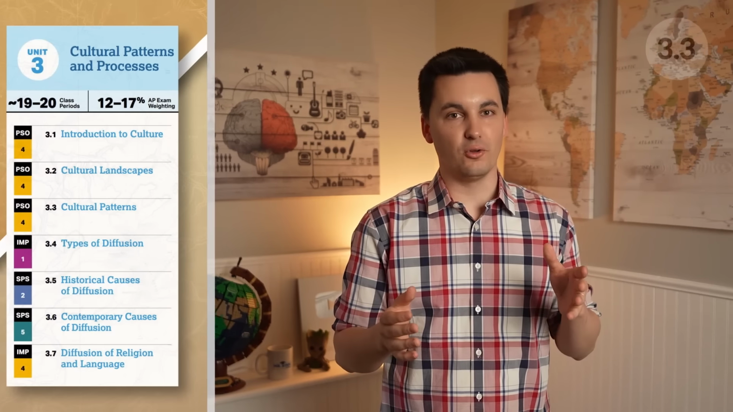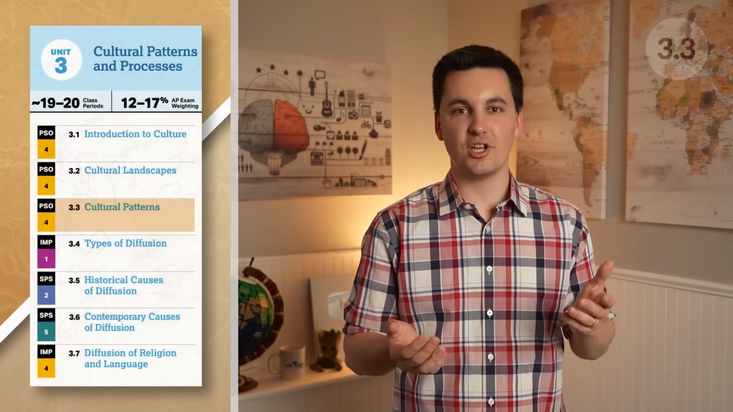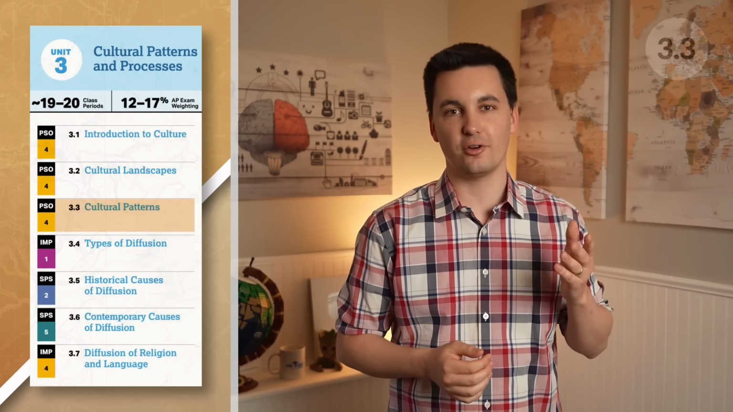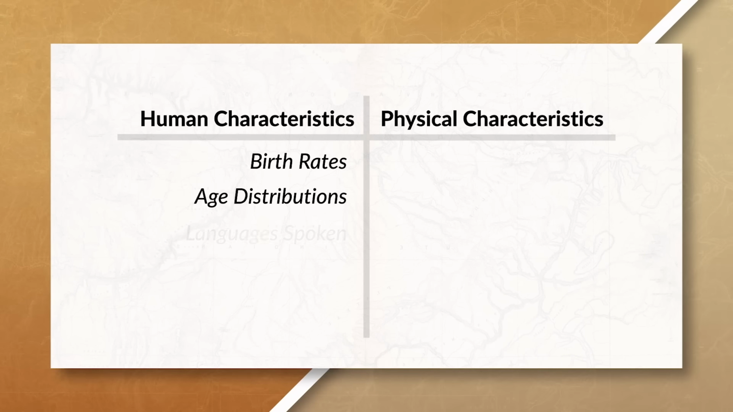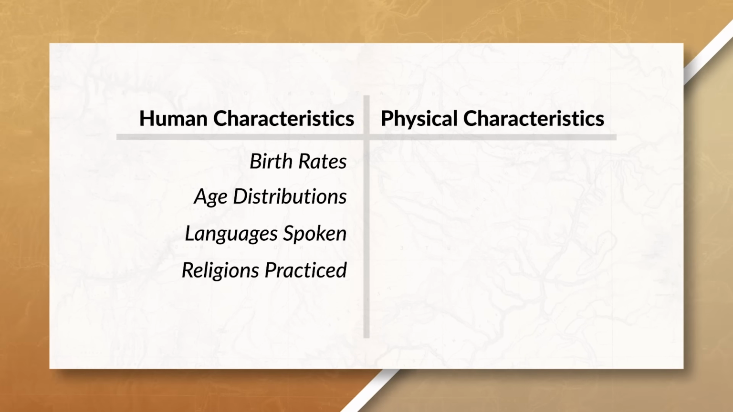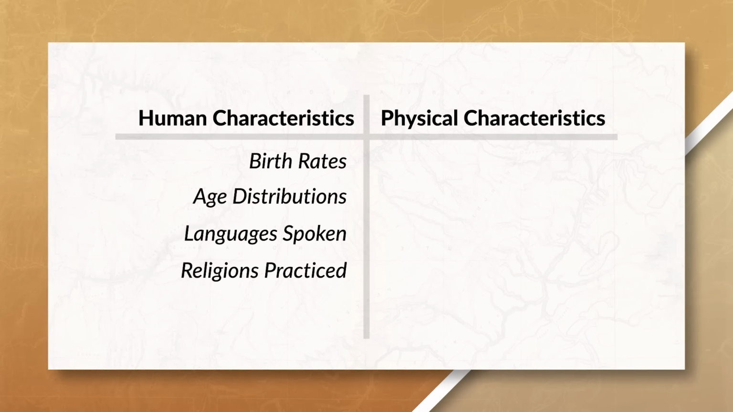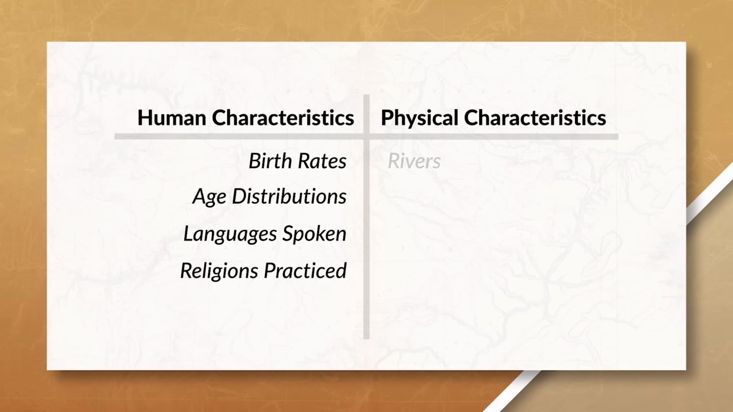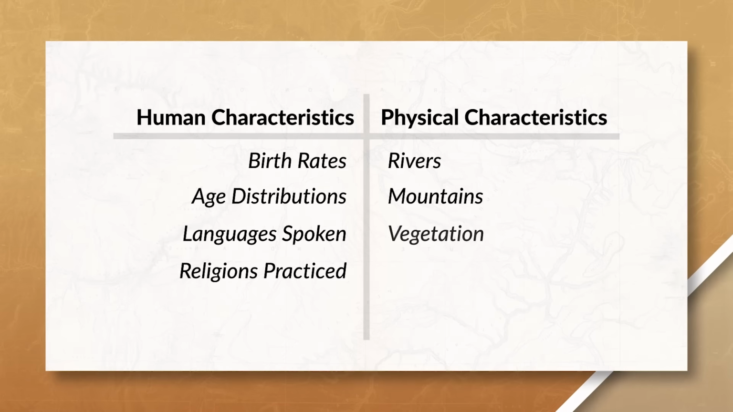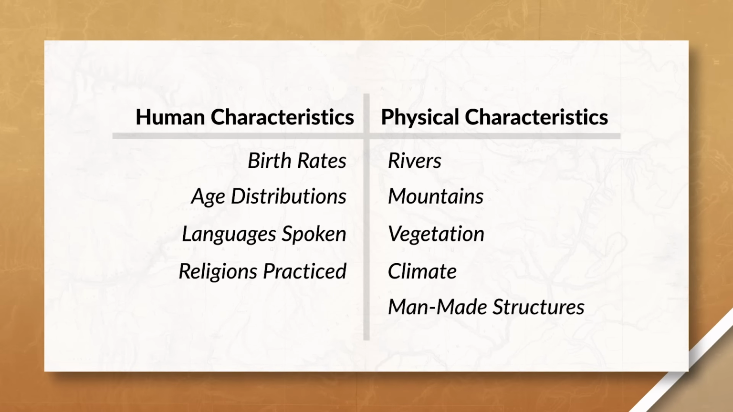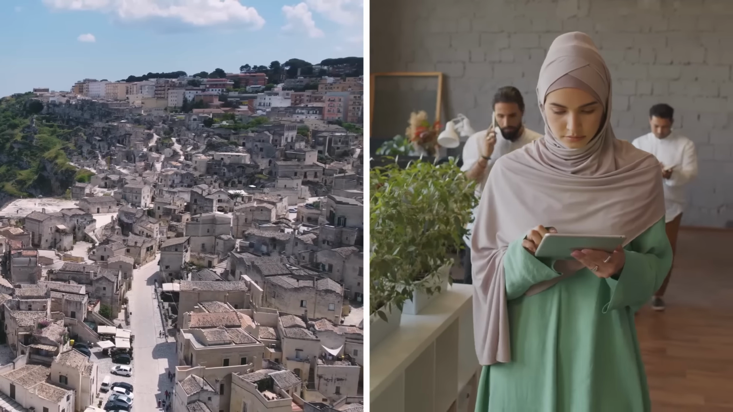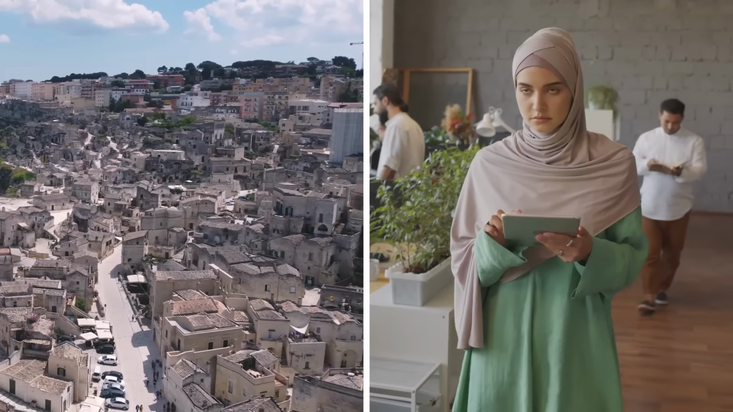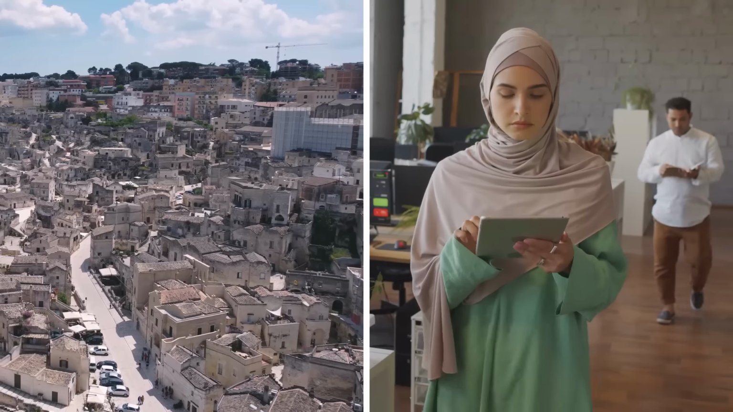Now, when observing a culture and a place, it is common to discuss the various human and physical characteristics that comprise a place. Human characteristics may include demographic data such as birth rates, age distributions, languages spoken, and religions practiced, while physical characteristics may include natural features like rivers, mountains, vegetation, climate, and also man-made structures. Geographers frequently analyze both the physical and human characteristics of an area to gain insight into the distinct cultural patterns that exist in a place.